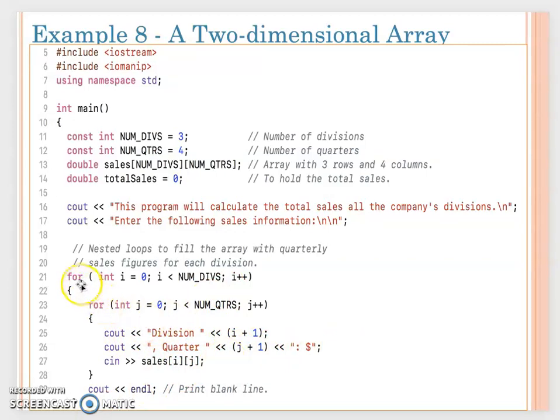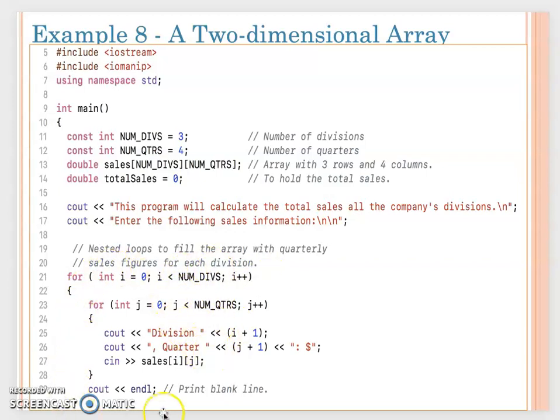So you will see here, the outer loop is each division. For each division, let's display division 1, then all their quarter cells. That's why we will display 4 times. Then in the first iteration of the outer loop, we enter the 4 quarter cells from division 1, then division 2, division 3.